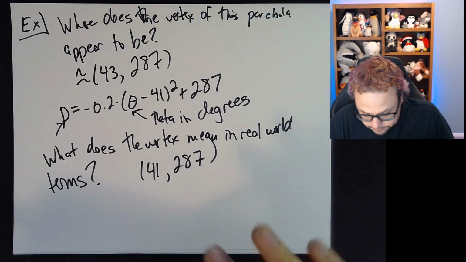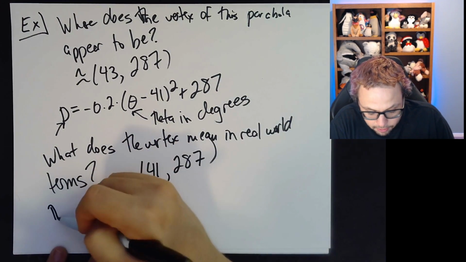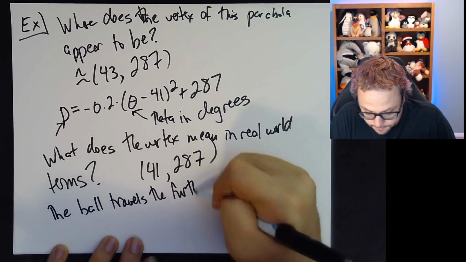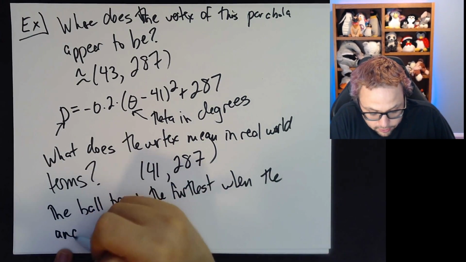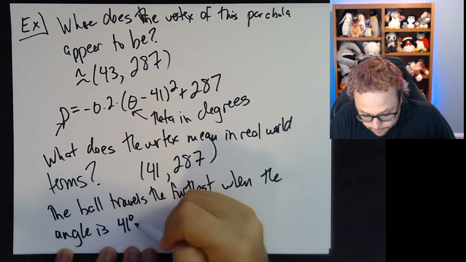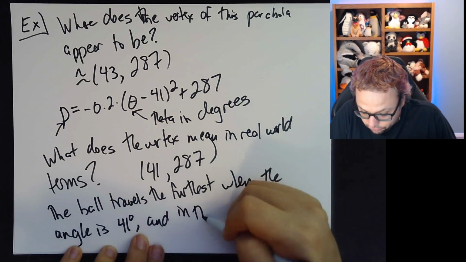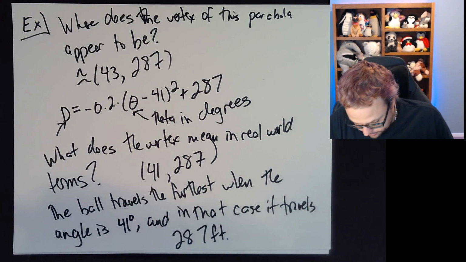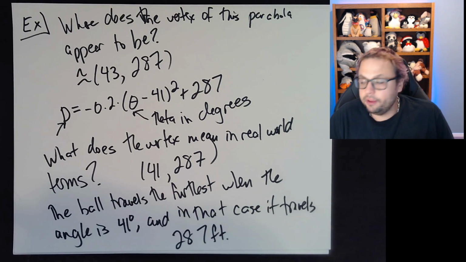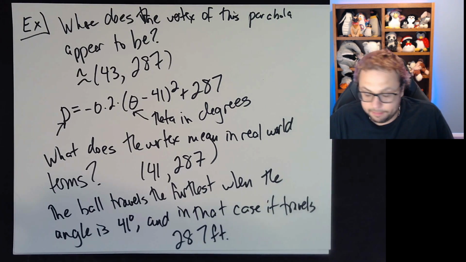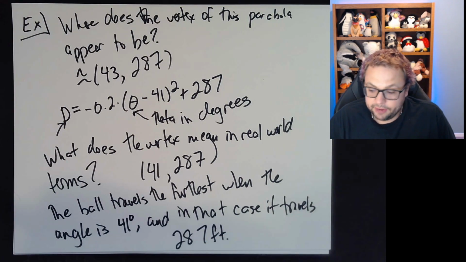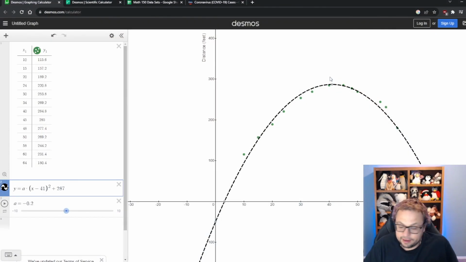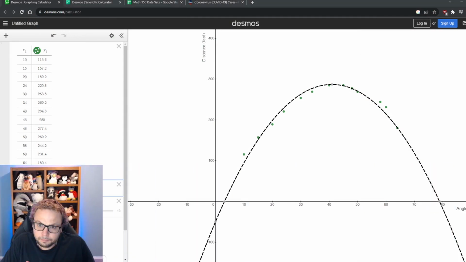What does that mean? That means that the ball travels the furthest when the angle is 41 degrees, and in that case, it travels 287 feet. The vertex of a parabola is always going to be either a maximum or a minimum, depending on whether your parabola points up or down. So in this instance, it's definitely a maximum that we are seeing here. And we can see that as the top of our parabola.